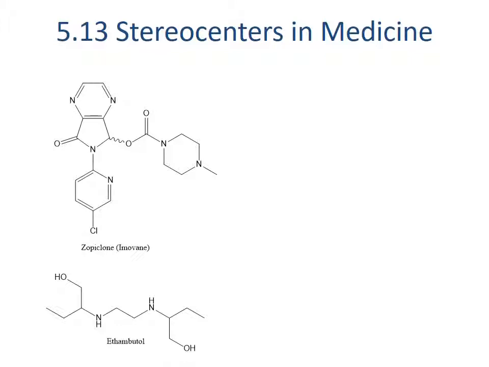The top molecule is zopiclone, sold under the trade name Imovane. Zopiclone has one stereocenter, the carbon with a squiggly bond to an oxygen. We draw a molecule this way with squiggly bonds to specify that we have a racemic mixture. Remember, that means an equal mixture of both enantiomers. However, only one enantiomer is active for zopiclone, but both can give side effects.